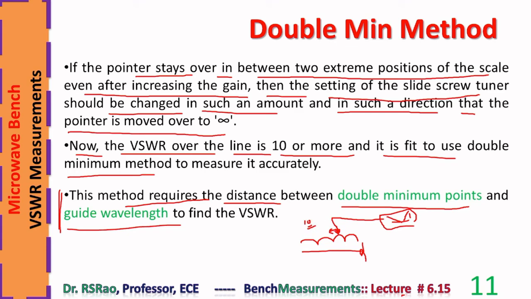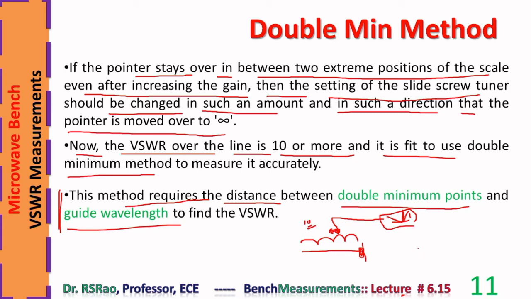You are moving towards minimum. The pointer, even when you are over a minimum, may be somewhere here, just by the side of 1, showing maybe 1.2 or 1.3. Then what to do? We want SWR more than 10, 10 or more. So to establish 10, you have to make certain adjustments in the slide screw tuner.